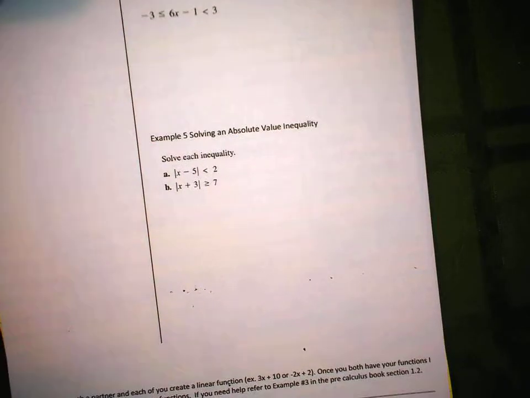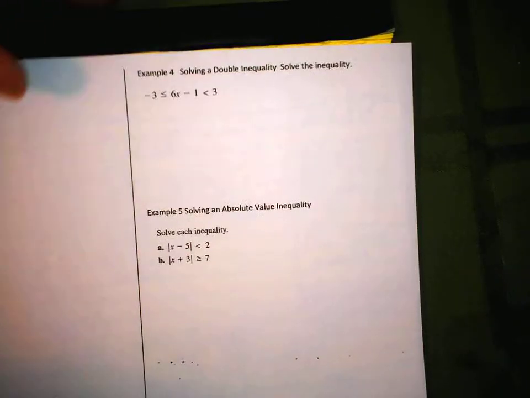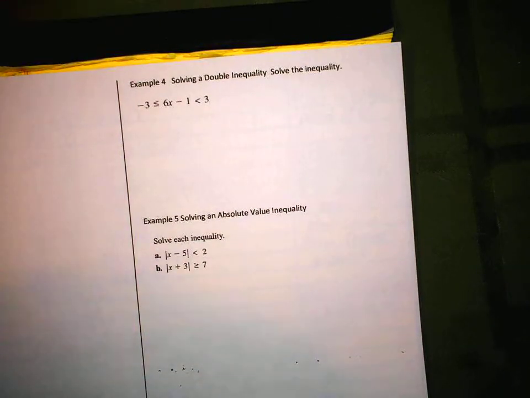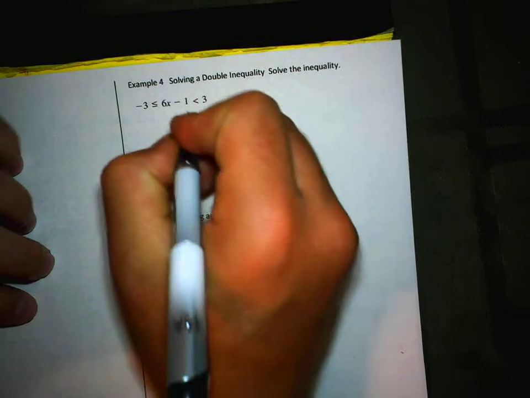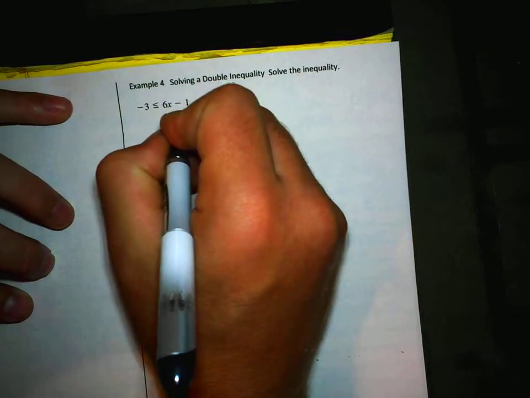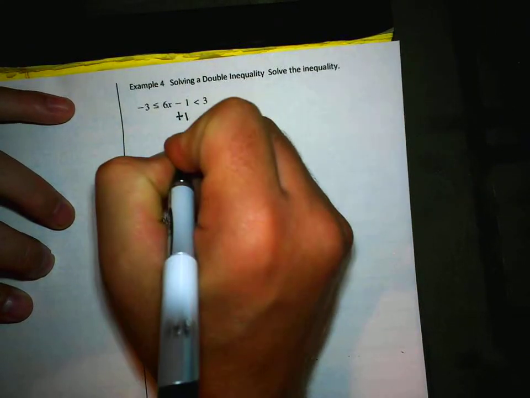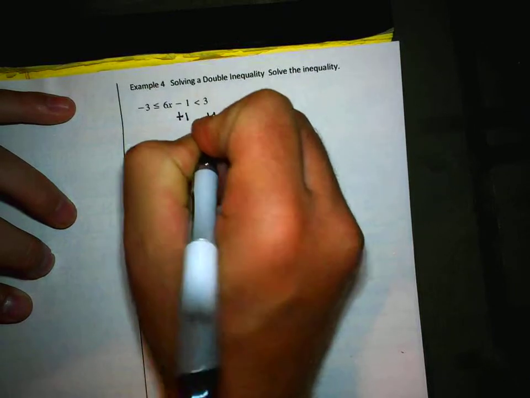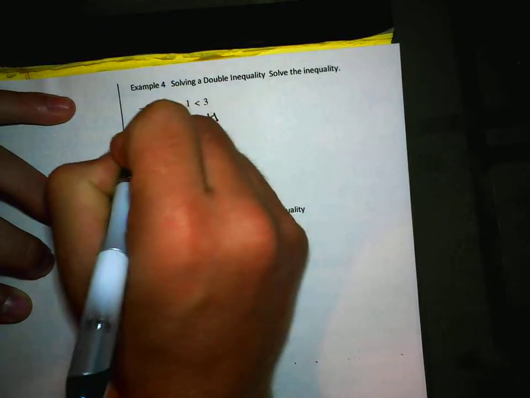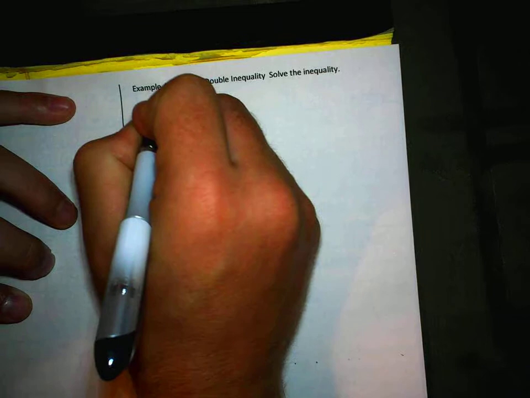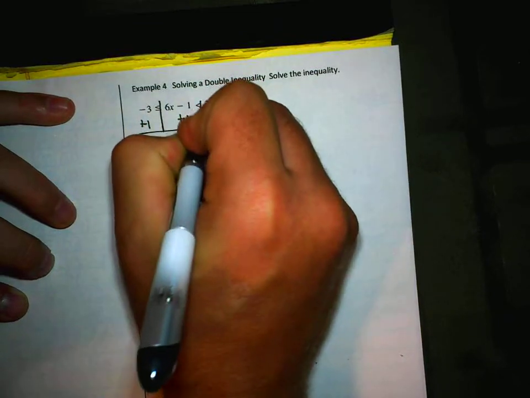Example number 4, we have a double inequality, which means we have values on both sides. This is a bounded inequality. Okay? So when we do this, our first step is to isolate the x. Well, when I add 1 to get rid of it, I have to add 1 to this side as well as this side. The whole thing has to be changed. I have to treat it as 3 separate parts.